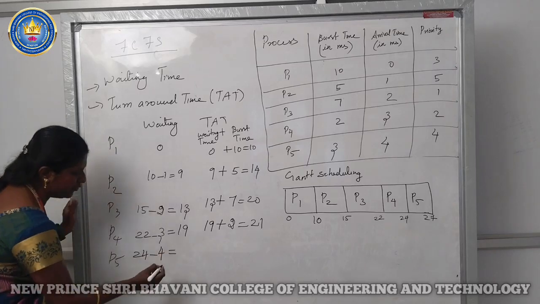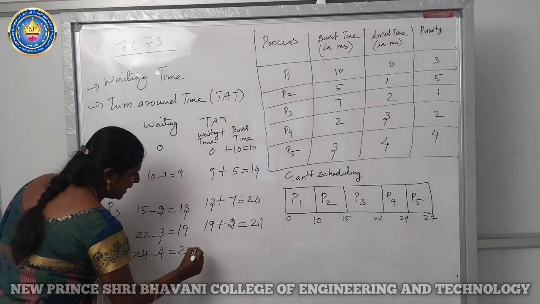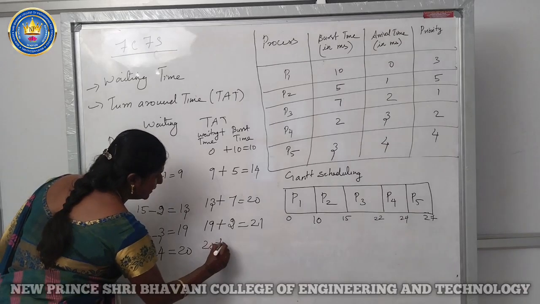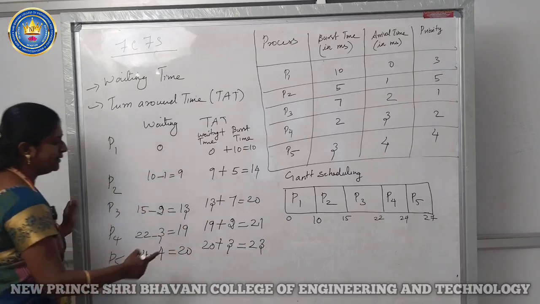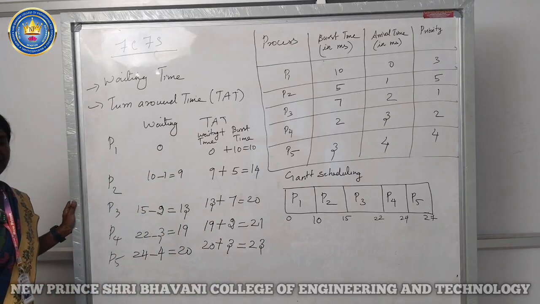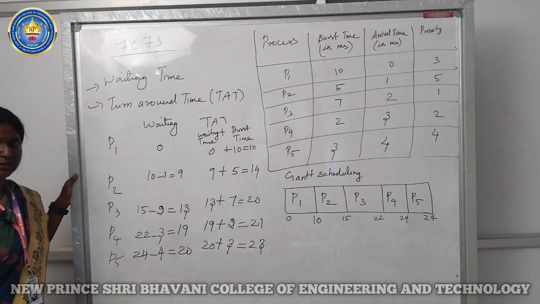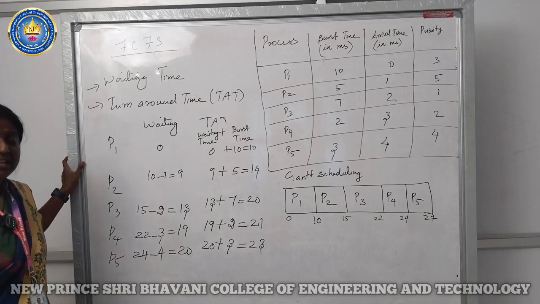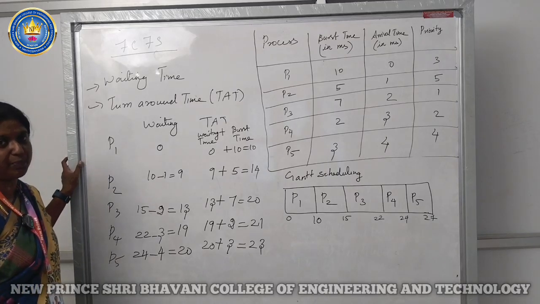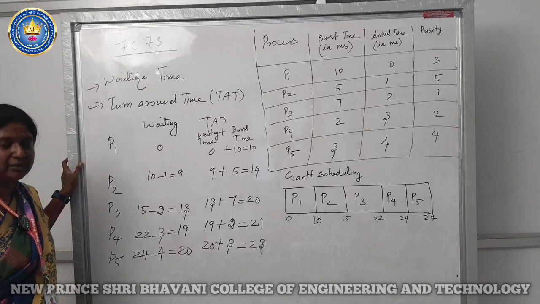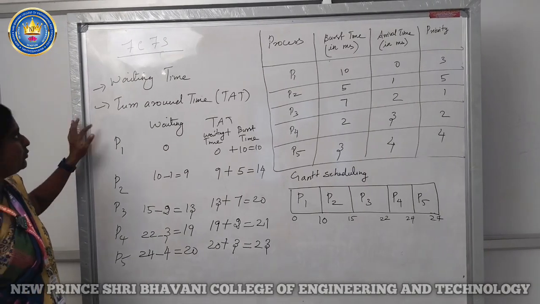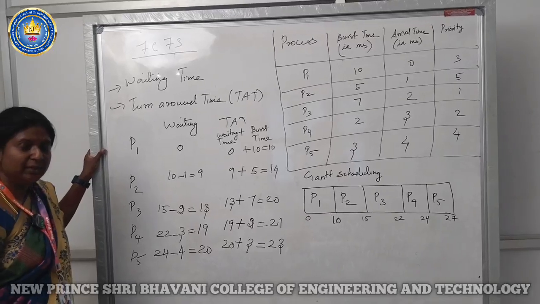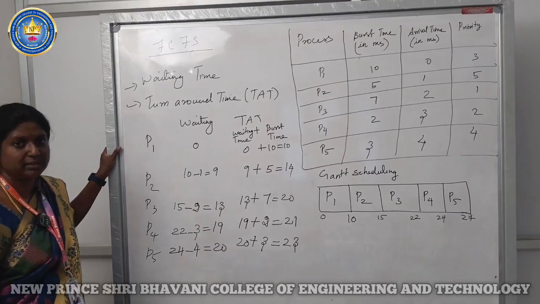So here, 24 minus 4 we can say is 20, and then 20 plus 3 is 23. In this way we have to calculate the waiting time and then the turnaround time. The process having a lower waiting time would be a good process execution. The waiting time should always be less to execute each process. So in this way we can schedule the first come first serve process.